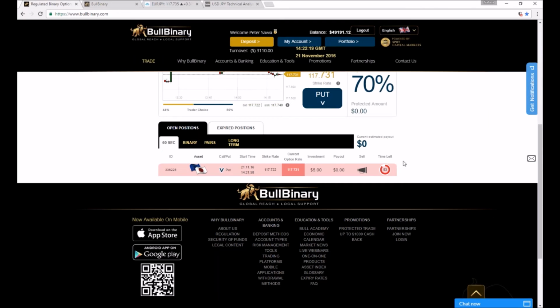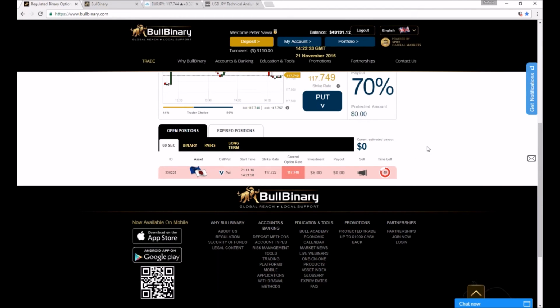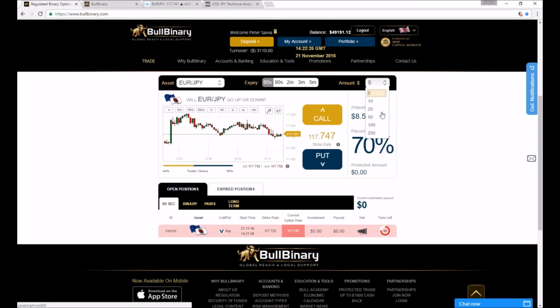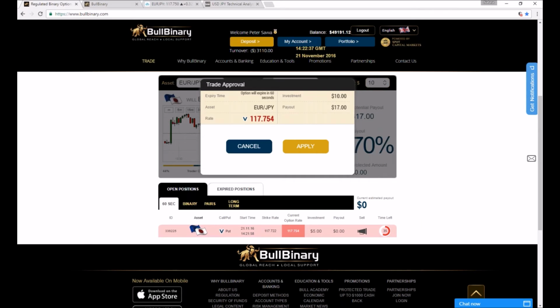We're going to go back to using our money management strategy on the Euro JPY. We're going to put 10. We're going to prepare ourselves just in case the market doesn't go in our favor on this trade. We'll click on apply and wait a few seconds. When it comes to the last 10 or 15 seconds of the trade, we will click apply.